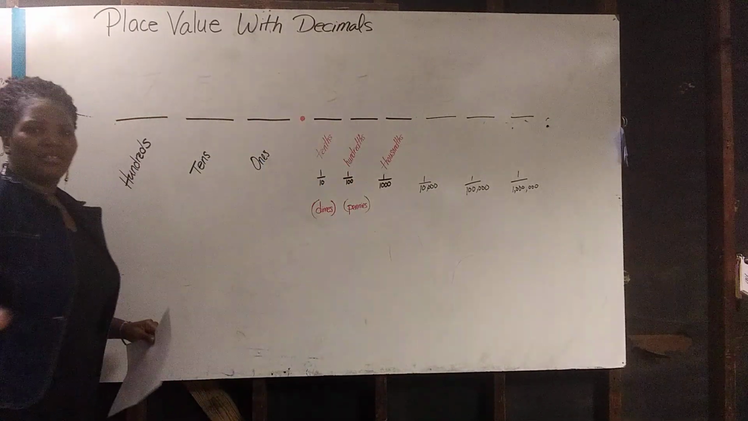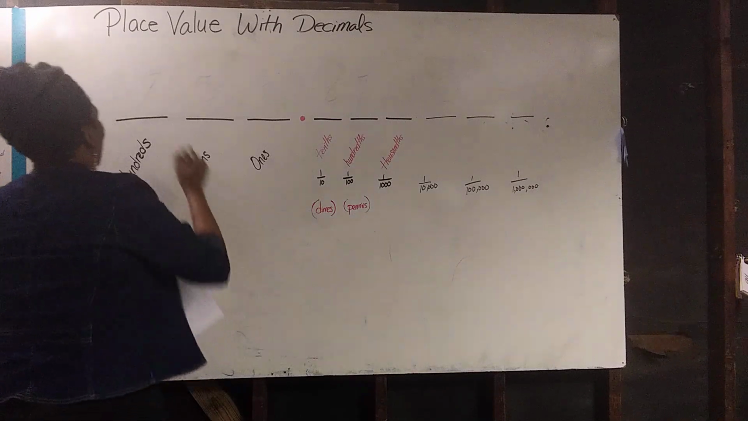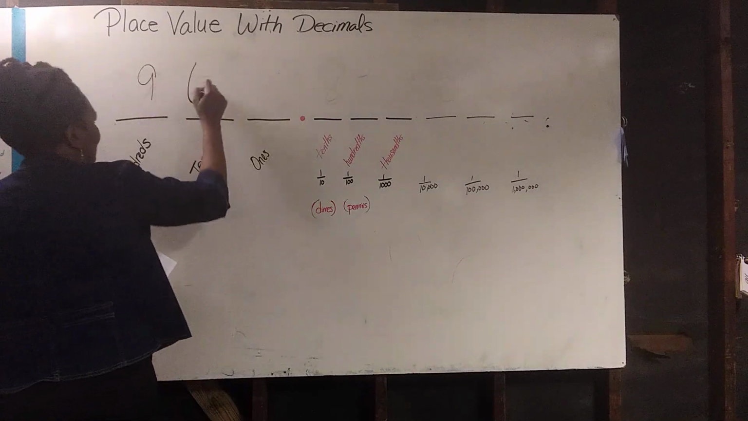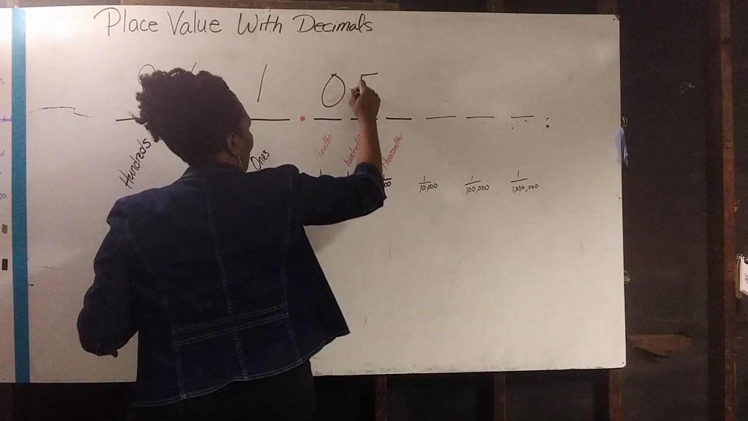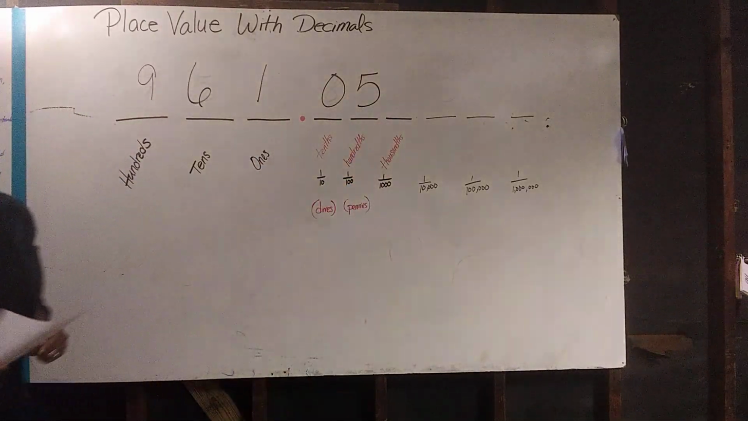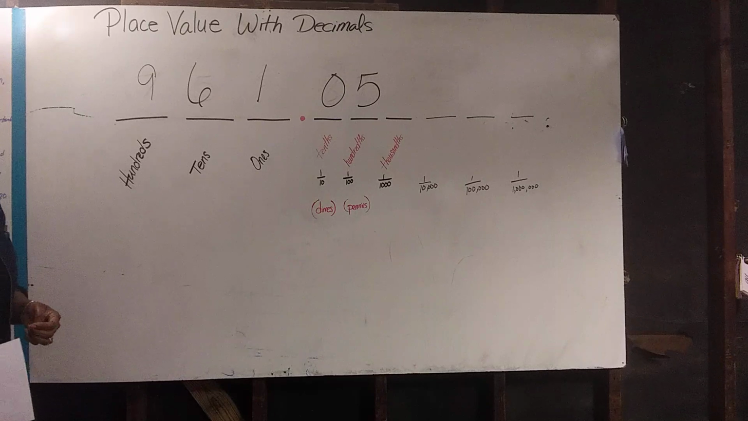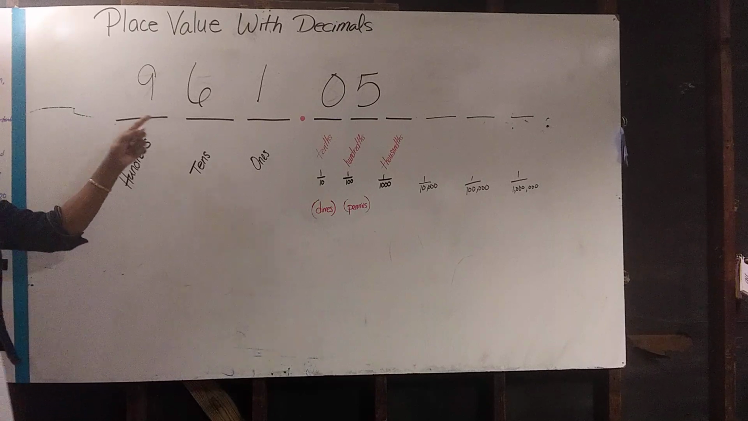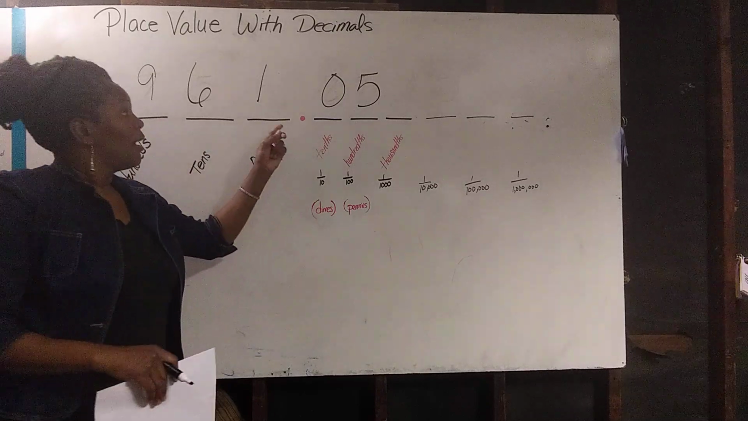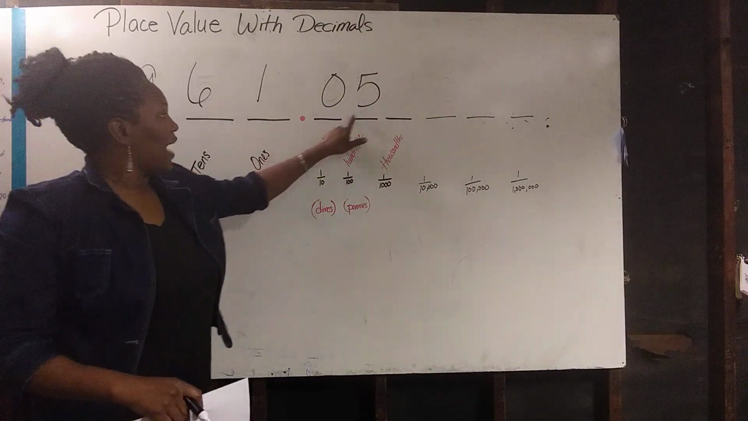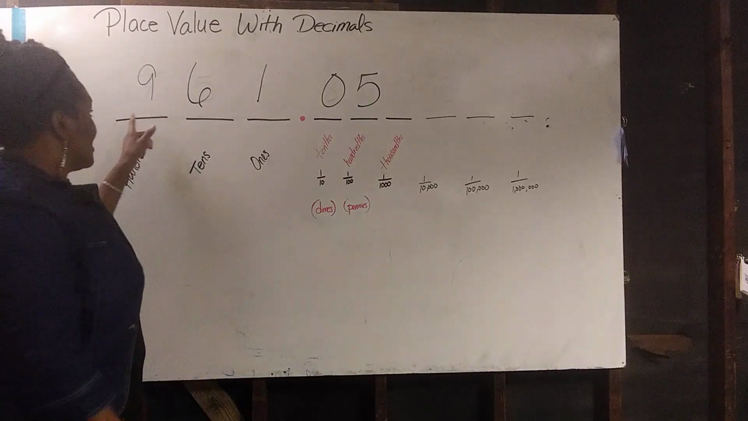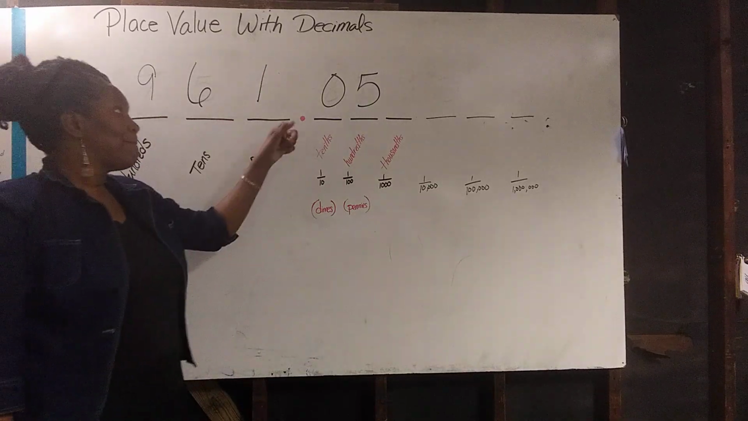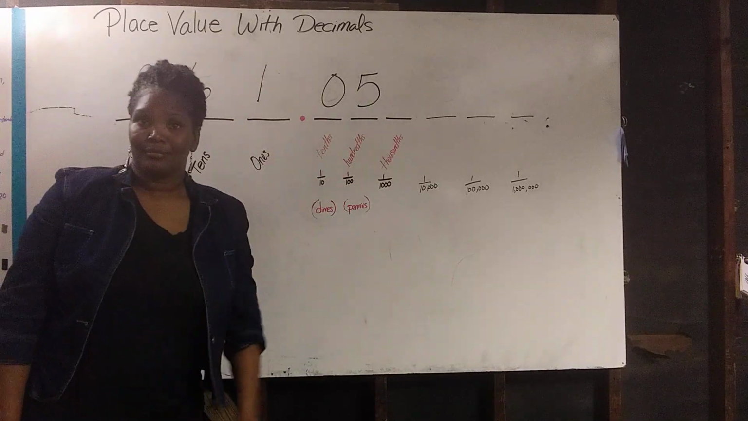So right now we're just learning how to say these numbers. All right, we have... can you try and say this number? Okay, it is 961 and 5 hundredths, or 961.05. Okay?